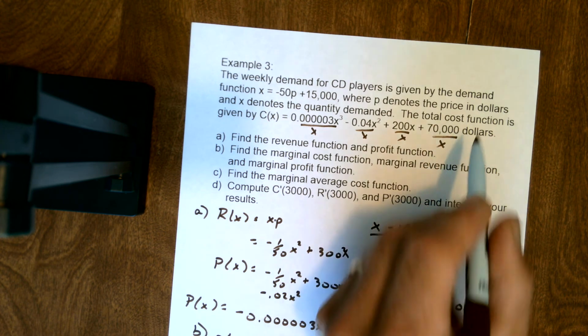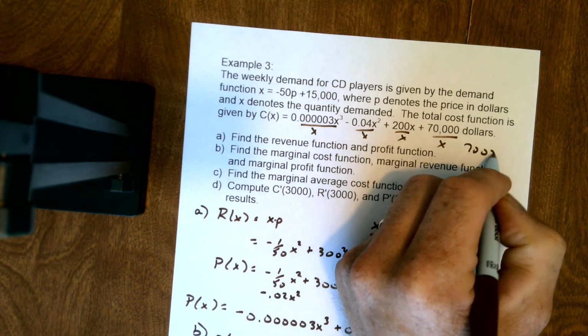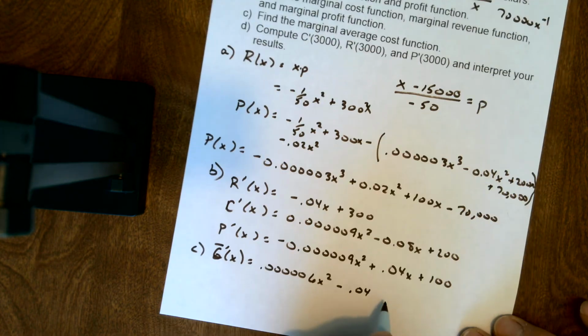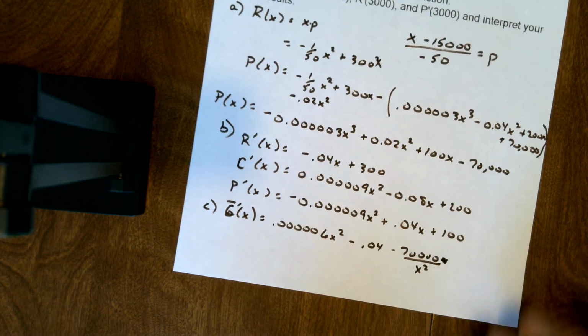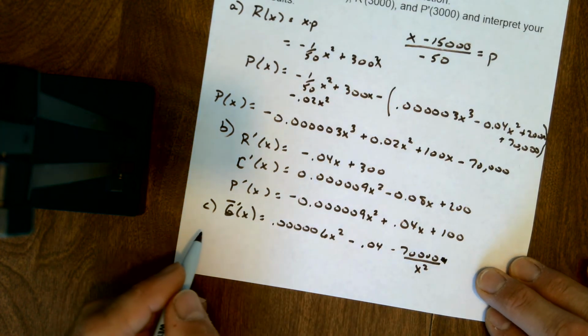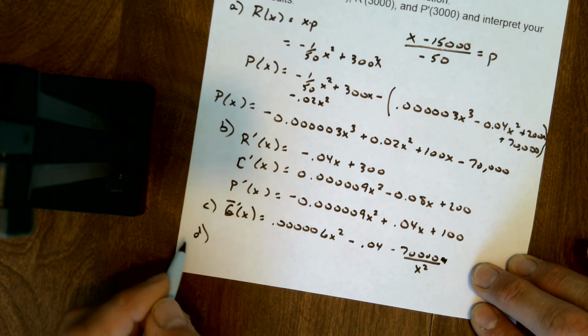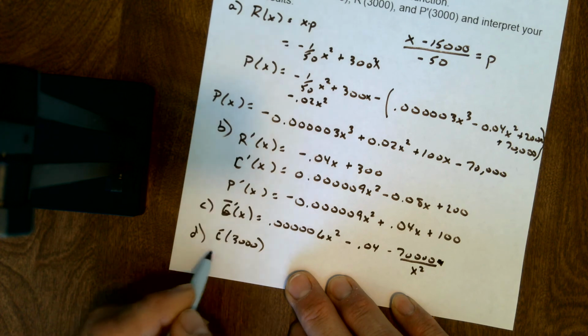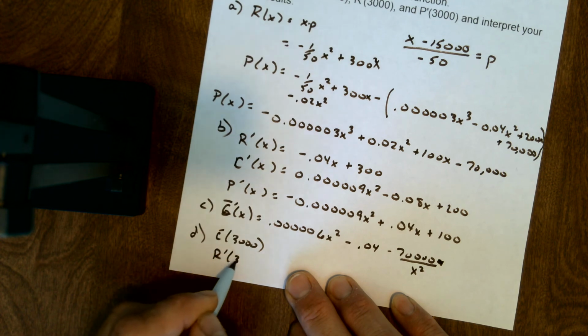70,000. Bring your x to the top as an x to the negative first. We multiply your negative 1 to your 70,000, so we get negative 70,000 x to the negative second, which we can take to the bottom as over x squared. And that gives us our marginal average cost.